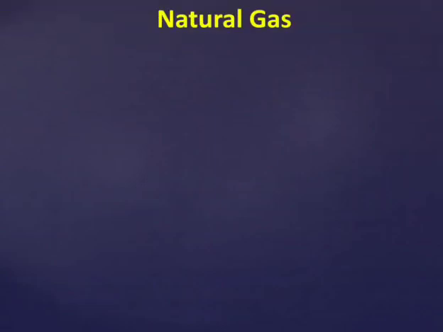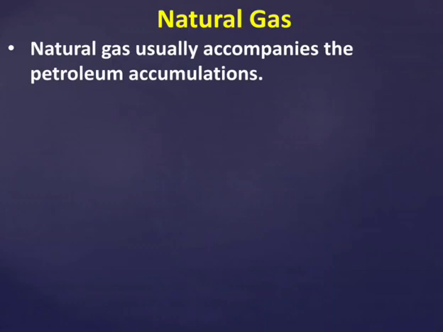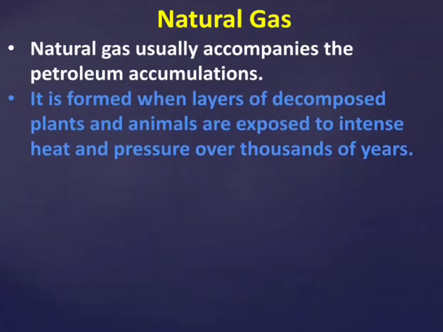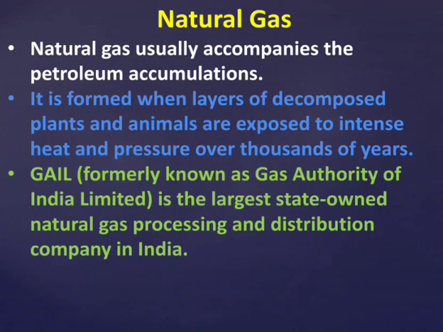Next, we are going to discuss natural gas. What is natural gas? Natural gas is a naturally occurring hydrocarbon. How was natural gas formed? Natural gas is formed by the decomposition of plants and animals exposed to intense heat and pressure over thousands of years. Natural gas is used for heating, cooking, and even as an electricity generator.